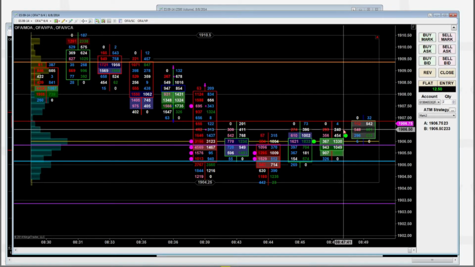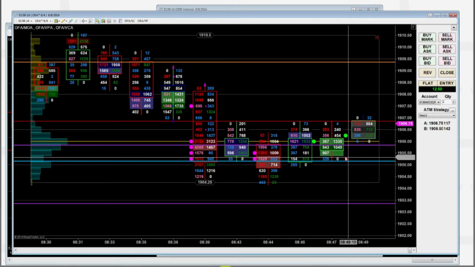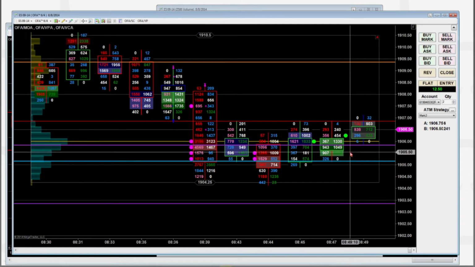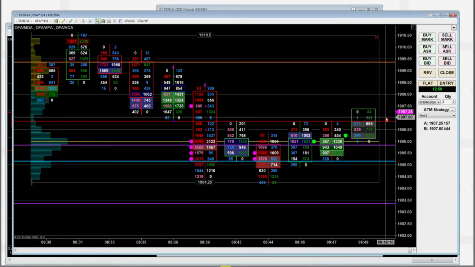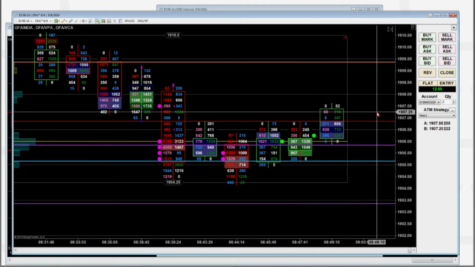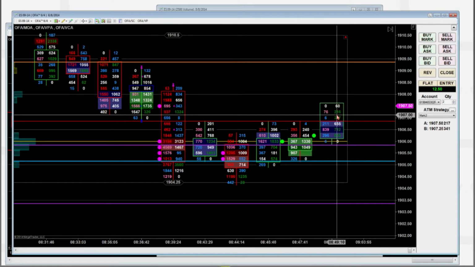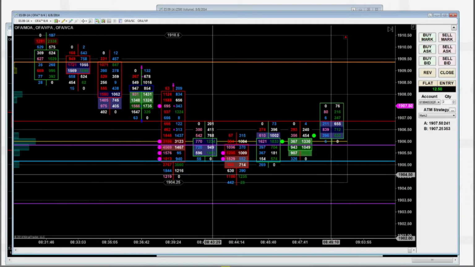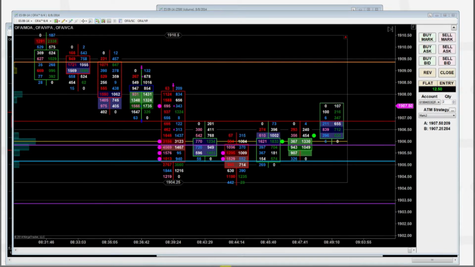So I could have taken this trade and taken another point off, but I'm looking for something more than that. Here's 07. We're coming through here, but it's not like the volume is crazy.